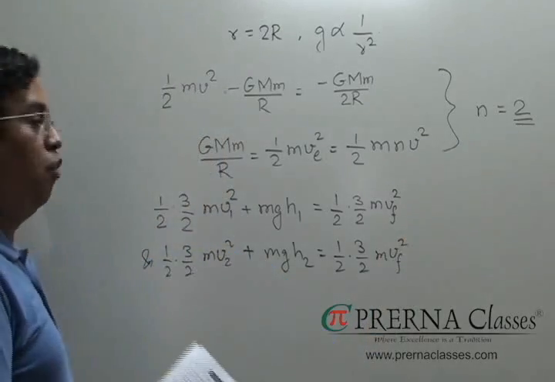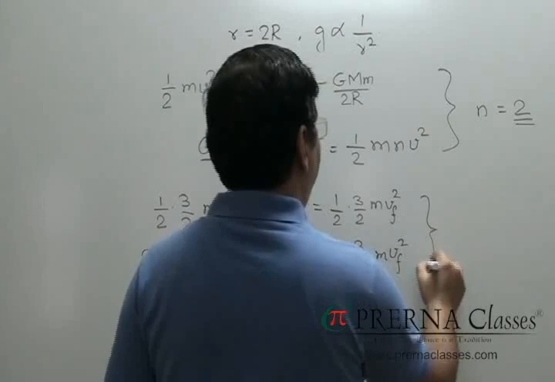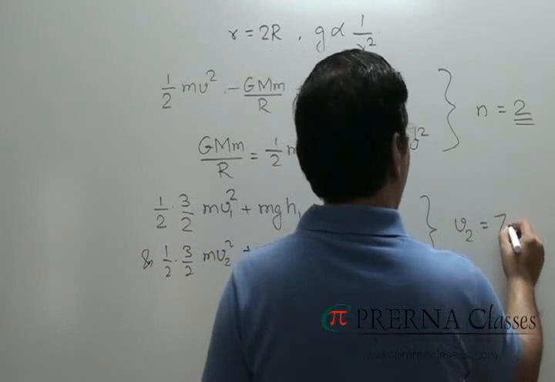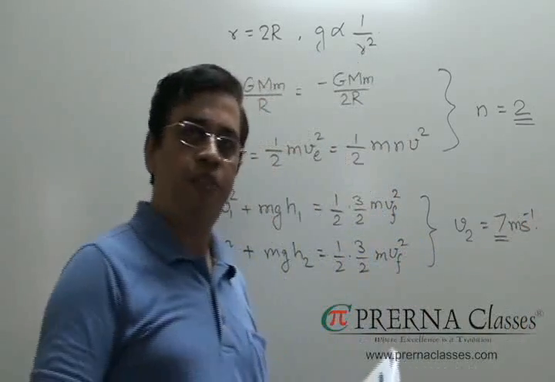Since you're told that the final velocities in both the cases are equal, just taking the differences of both these equations and using the value of v1 that is given, we get that v2 is 7 meters per second. That is then the answer to the second question.